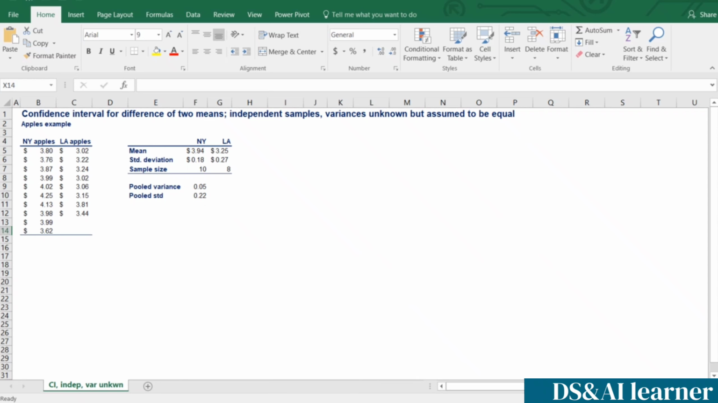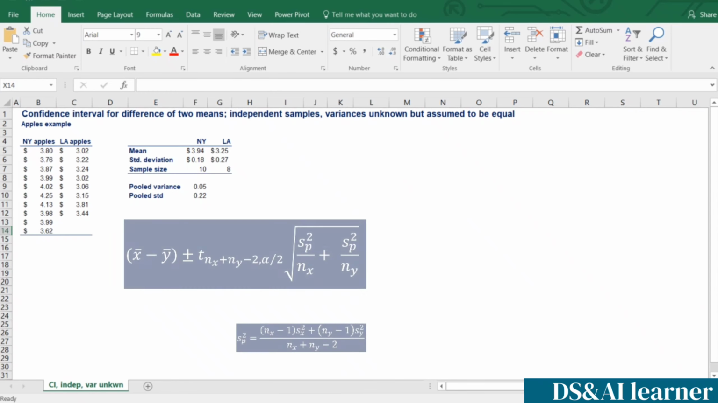How about the statistic needed to form a confidence interval? Well, we have an unknown variance, so you guessed it, it's the t-statistic. Here's the formula for the confidence interval.